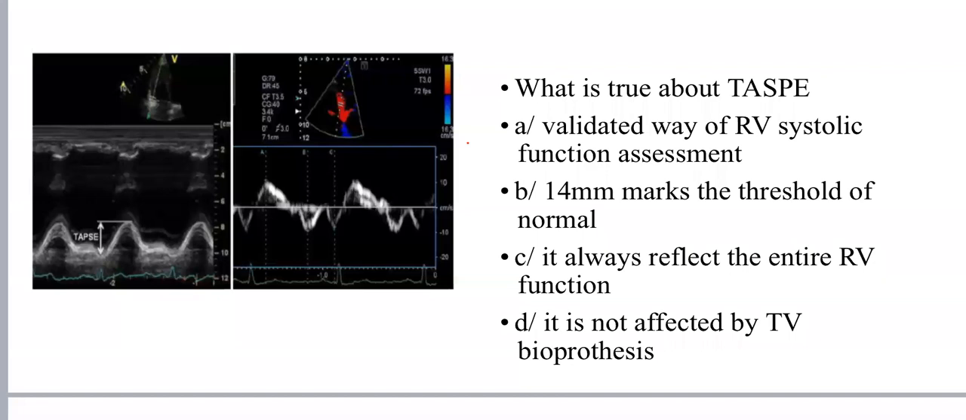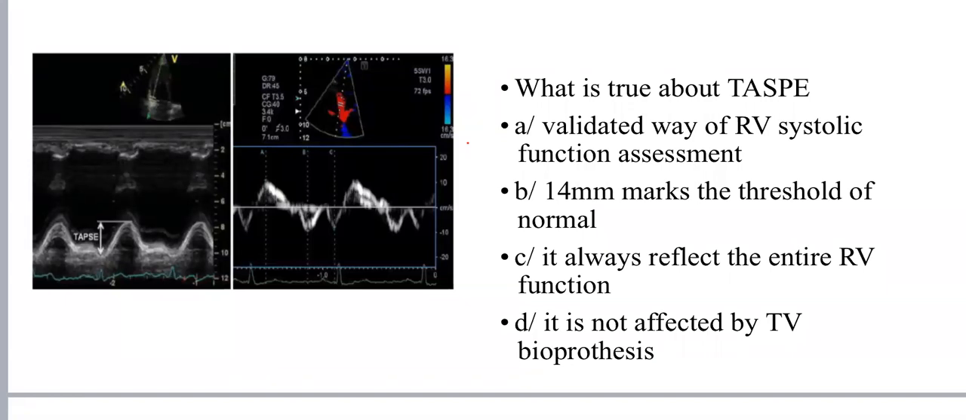17. It keeps changing, but now it's 17, okay? And does it always reflect the entire RV systolic function? No. I remind you of MAPSE and TAPSE. We said MAPSE to the degree that it's unheard of in the echo labs. Nobody hears about MAPSE, but everybody hears about TAPSE. Why is MAPSE out of business?